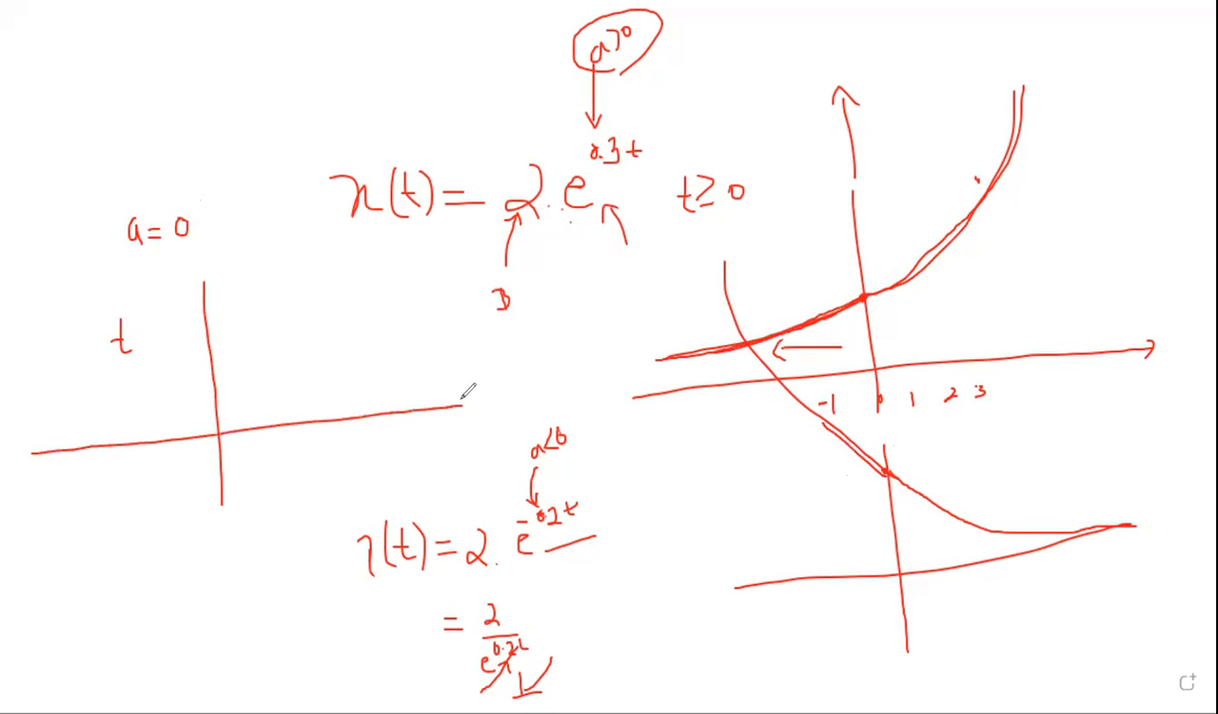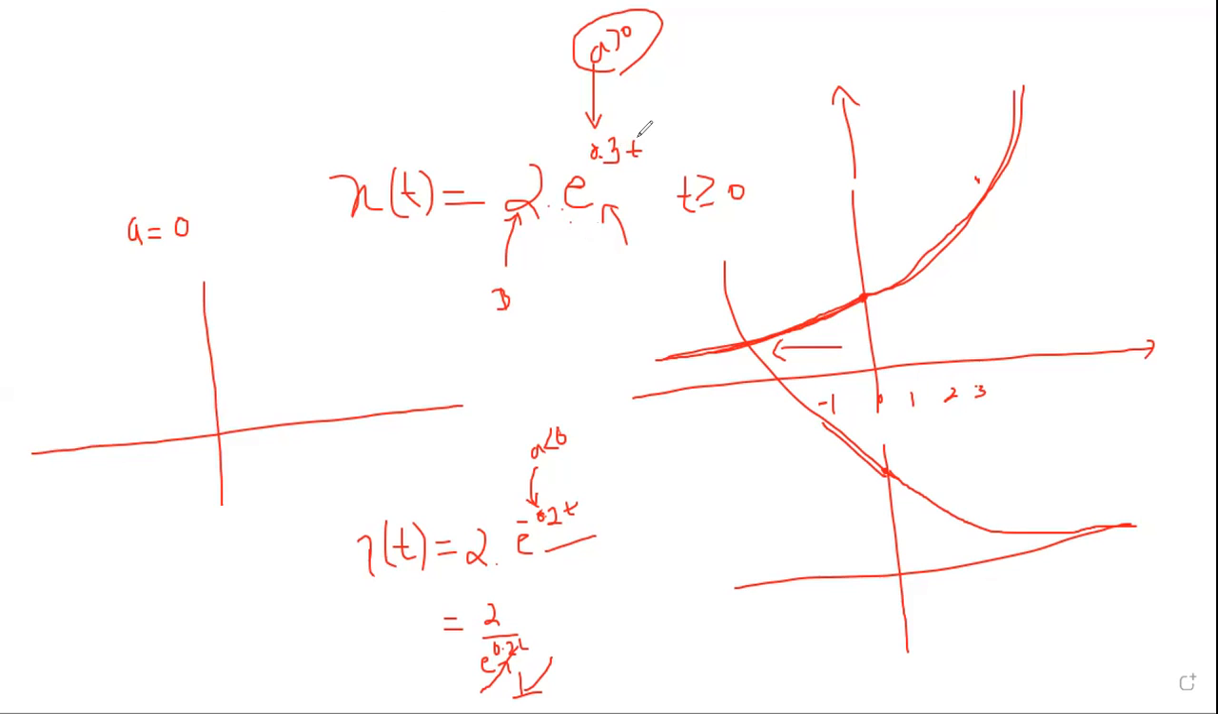For a equal to 0, what am I going to get? Will somebody give a try? For a equal to 0. So we are going to get a straight line at 0 only, no? It's a straight line, right?